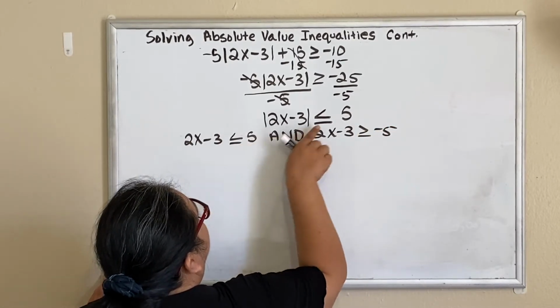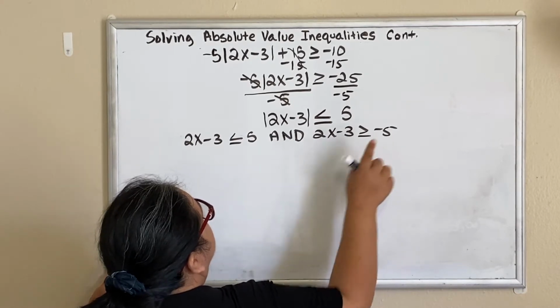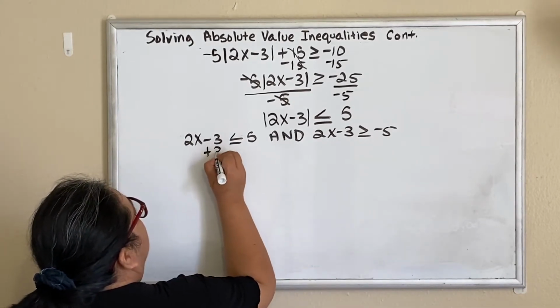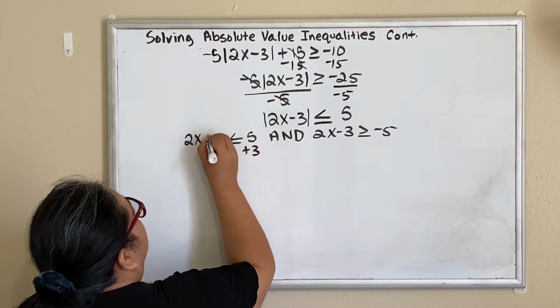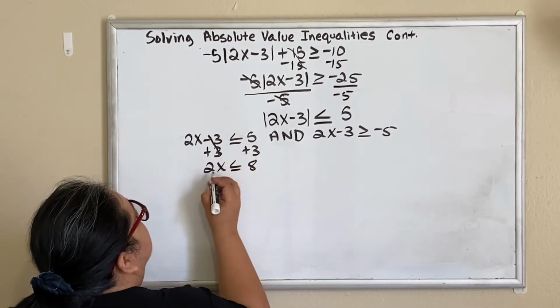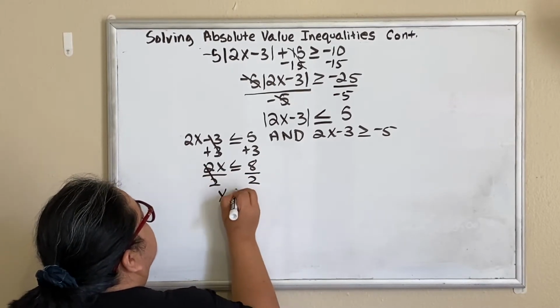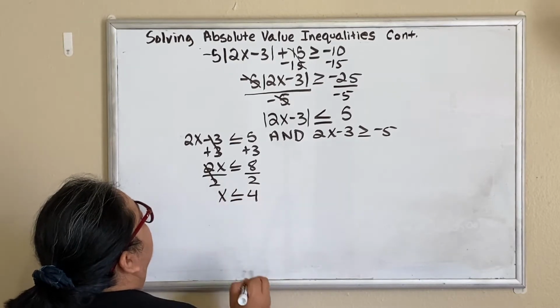Notice we write the first one exactly as is. The other one we flip the inequality and we change the sign. So now we're going to add 3 to both sides to solve. And we get 2x is less than or equal to 8. Divide by 2, and we get x is less than or equal to 4.